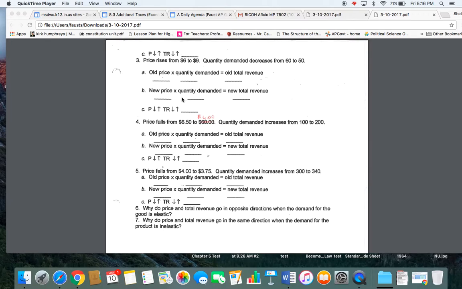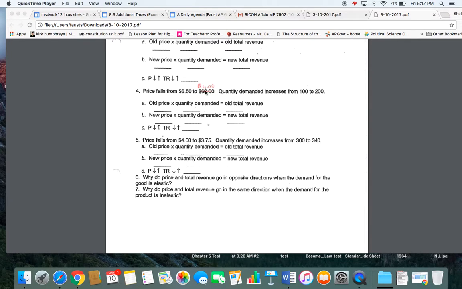So price went from 6 to 9, so that's an increase. Total revenue went from 360 to 450, so that's also an increase. So our arrows are going in the same direction, so it makes it price inelastic.